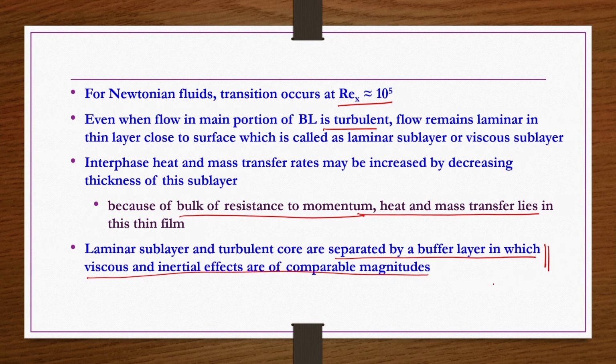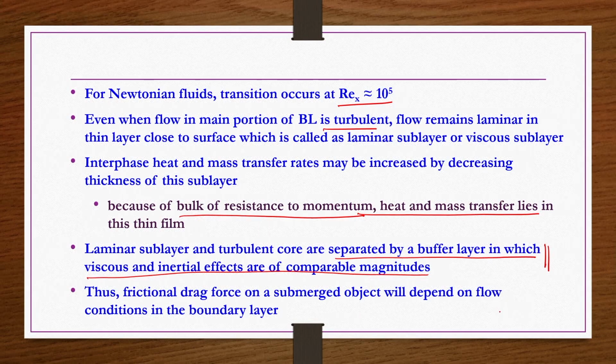All these basic details we have also seen in one of the previous weeks, where we were discussing the transition from laminar to turbulent flow in the case of flow through pipes. So, the basics are similar. Now, the geometry is different, so the boundary layers are different, and the analysis is different. So, the frictional drag force on a submerged object will depend on flow conditions in the boundary layer.